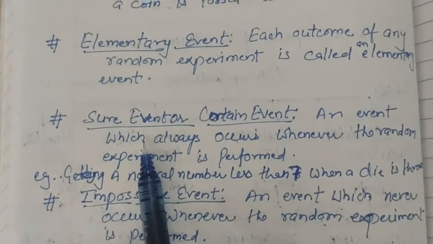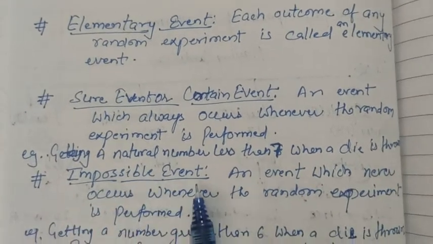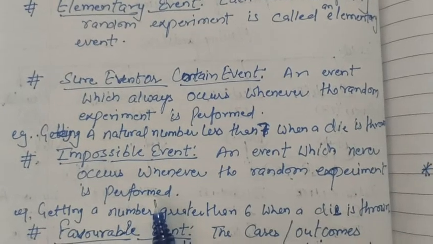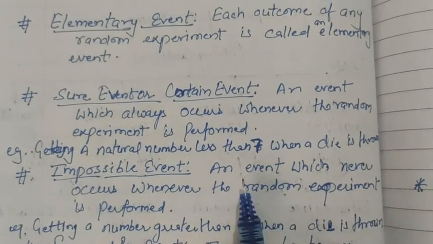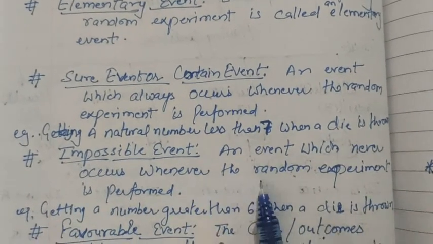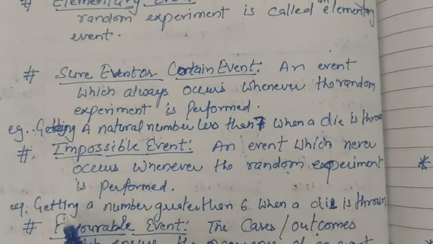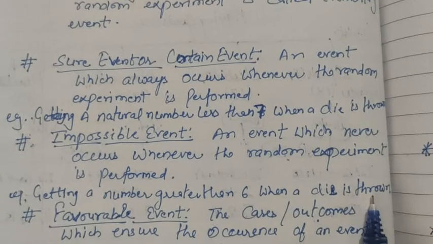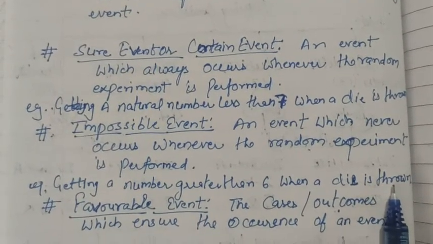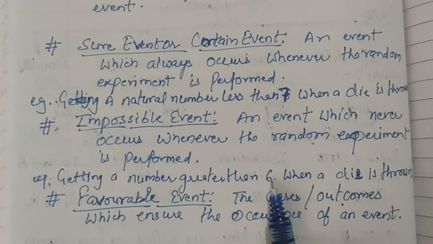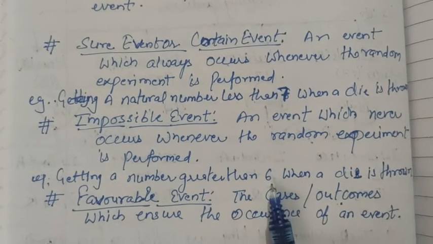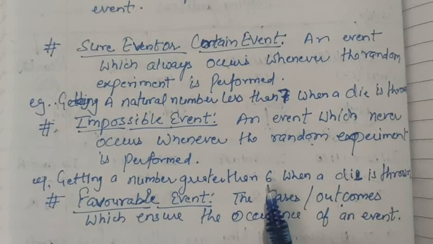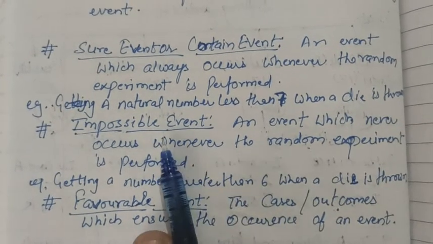Next, the impossible event: an event which never occurs whenever the random experiment is performed. You can say getting a number greater than 6 when a die is thrown. As we know, on the dice the numbers are from 1 to 6, so there is no number greater than 6. So this is an impossible event.